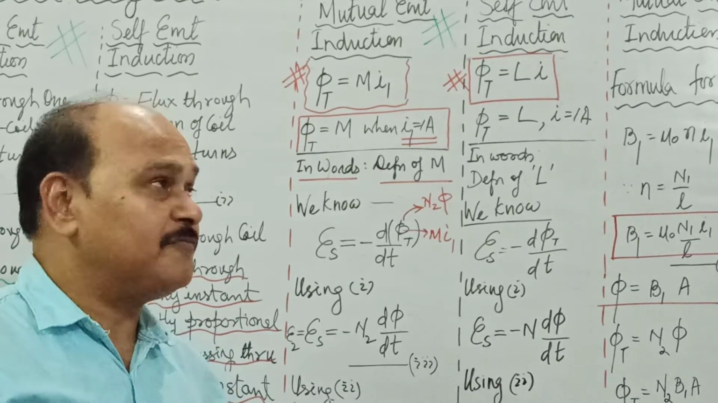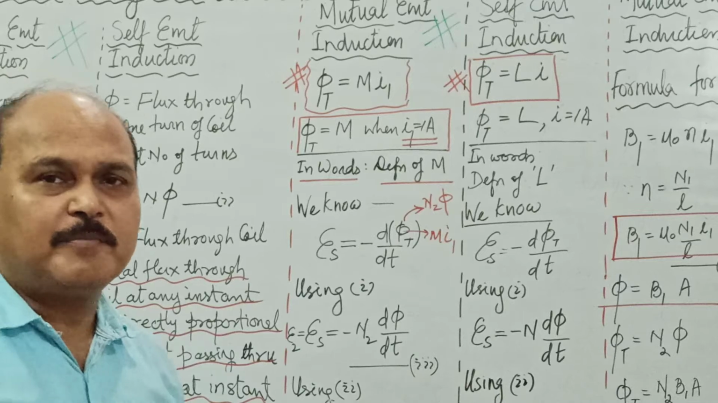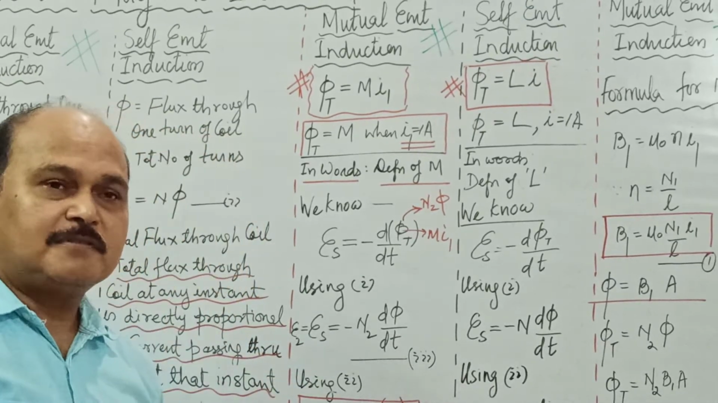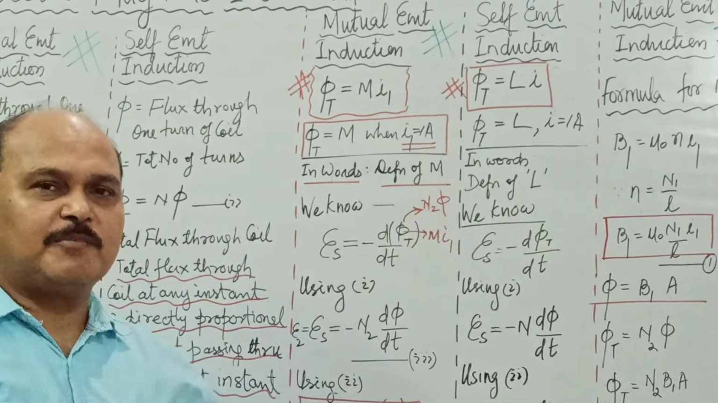So this is very, very simple. The formula is also very, very important. Straightforward formula-based numericals are asked in your exams. Out of 3 quantities, 2 are given, and the third one you are supposed to find out.